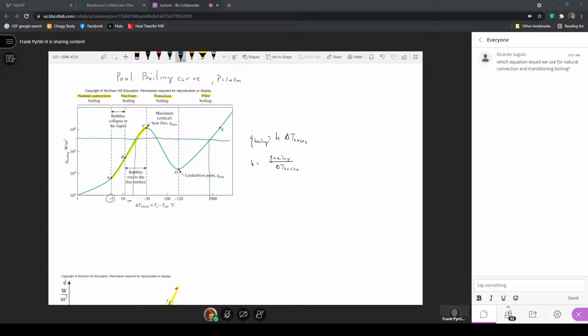Now, on the other side, or the opposite of boiling, is condensation. And condensation is the conversion of the vapor back into a liquid.